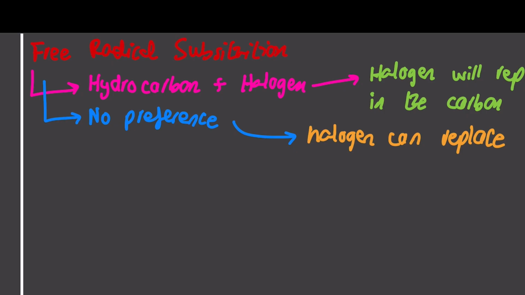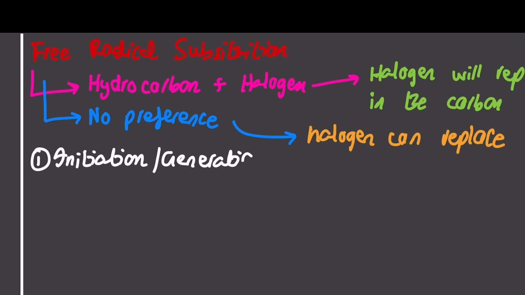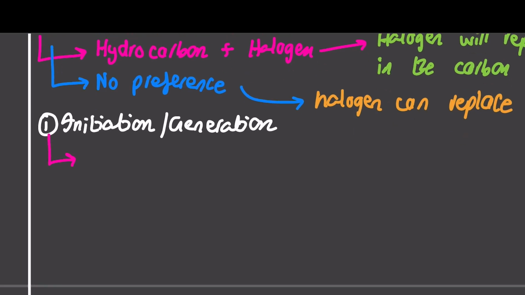Alright, and why does that happen? Let's look at that. So free radical substitution as a whole is going to have three components. The first component is something called initiation, which is also called generation. Some books call it generation, and I want you to be aware of that. It's the same thing that we just talked about: homolytic fission. So in homolytic fission, we just talked about the initiation or the generation of free radicals.